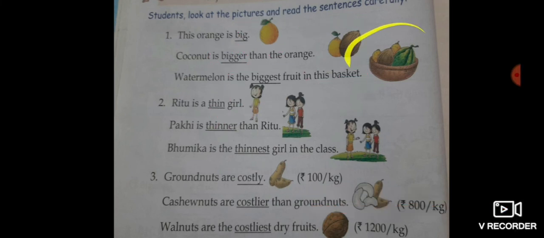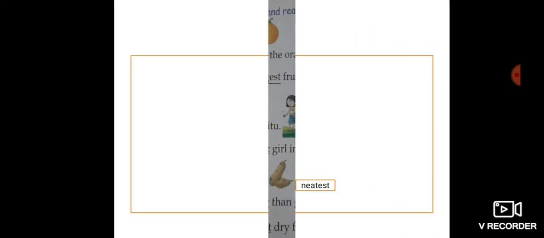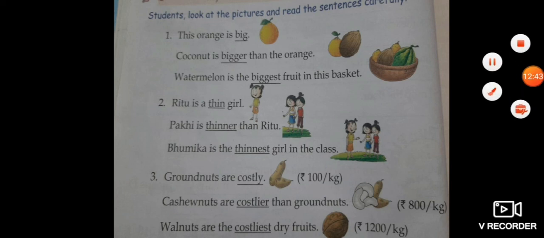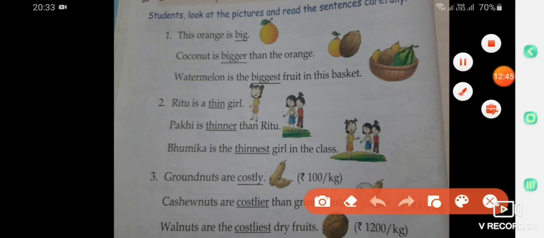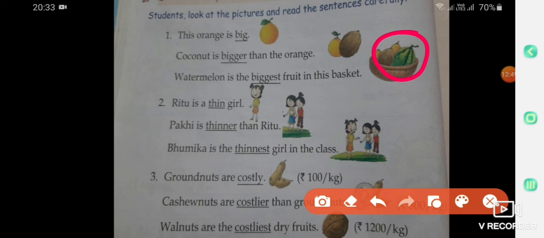But if I gave you this basket of fruits, and I ask you which one is the biggest fruit, you will say, ma'am, watermelon is the biggest fruit in this basket. So here you have written biggest, that means you have used superlative degree. You have changed bigger to biggest, because here you are comparing watermelon with all the fruits present in this basket.